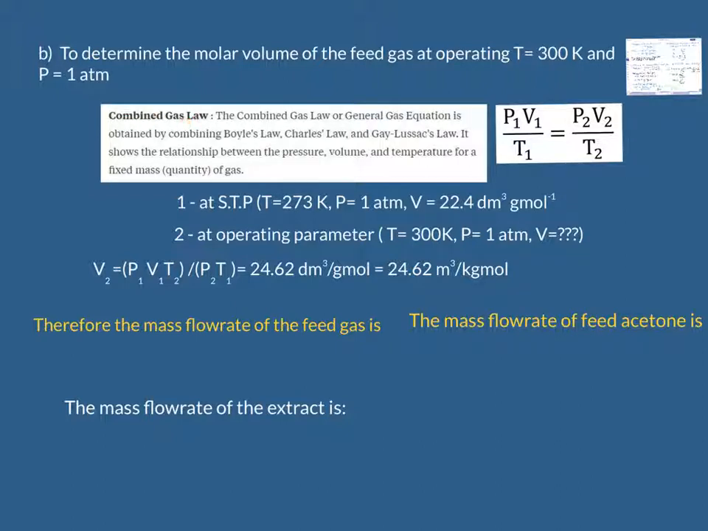To use the combined gas law, we need to determine the first condition first. The first condition is at standard temperature and pressure, and the second condition is the operating parameter. Substitution of these values will be done for this formula to calculate V2. So this V2 is actually the molar volume of the feed gas. After doing the substitution, the molar volume of the feed gas is equal to 24.62 decimeter cube per gram mole, or equivalent to 24.62 meter cube per kilogram mole.